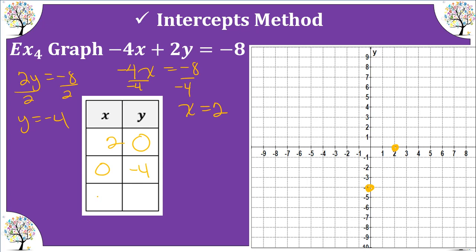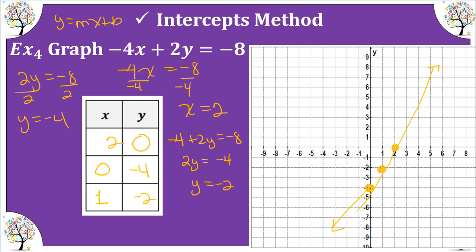So let's put in a 1 for x. That gives me -4 times 1 is -4 plus 2y is -8. We're going to add 4 to both sides. We're going to divide by 2 and get -2. So 1 comma -2 is a point, and we see it does line up. So now if your equation is in slope-intercept form, y equals mx plus b, you definitely want to use that method. If it's in standard form, you can try to use the intercepts method.